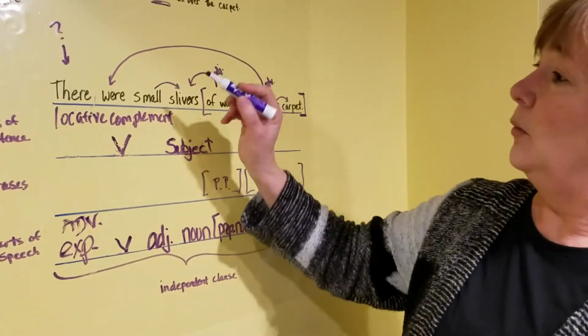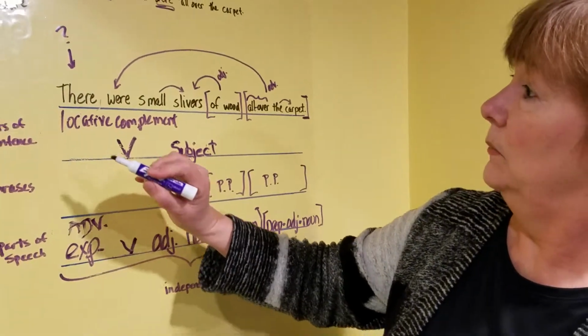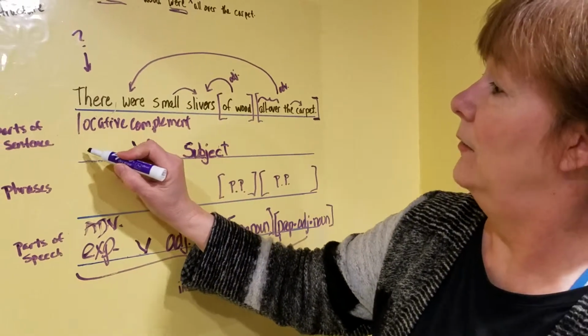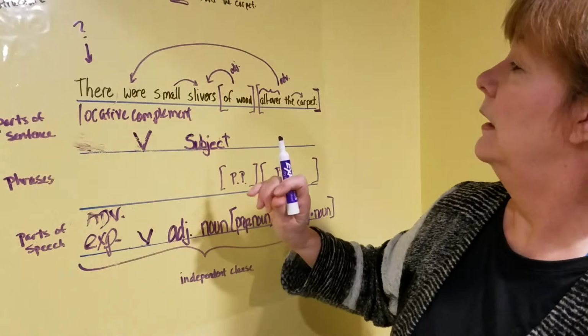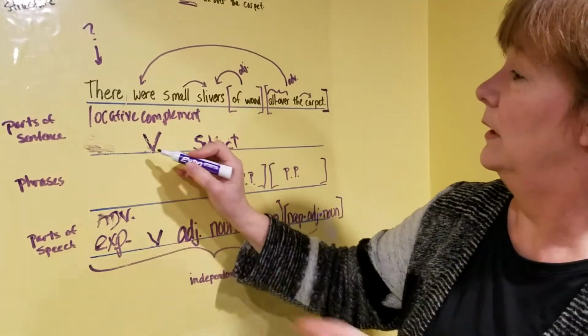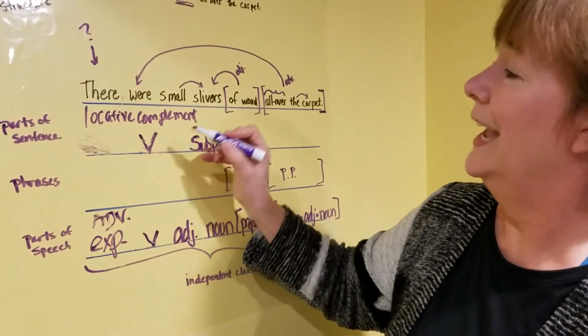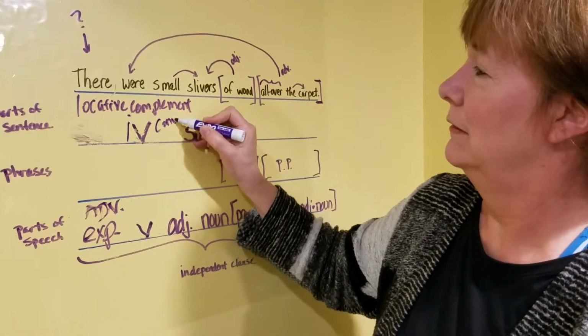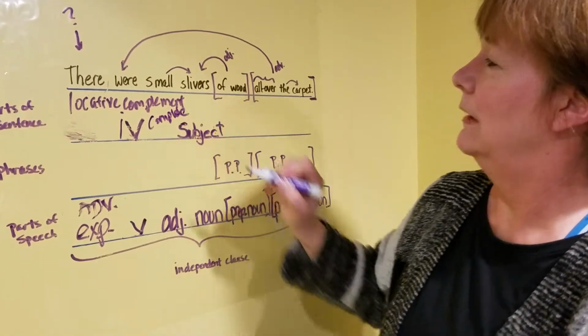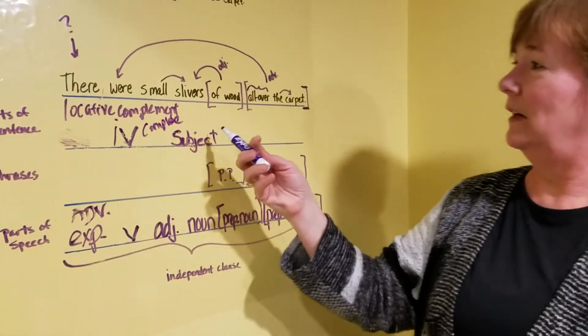So now we have our parts of sentence. So now we have an expletive. No, you don't put anything there. Yeah, you're right. It's just the intransitive complete. Right. I don't know how we're going to write that. I-C-V? IV complete. There we go. How about that? And then our subject.